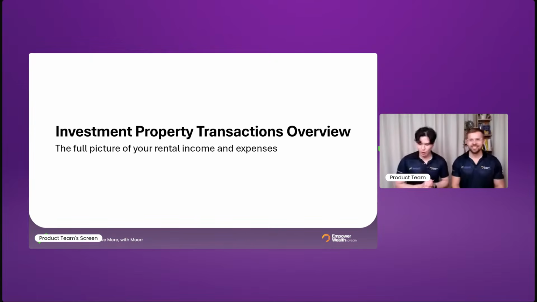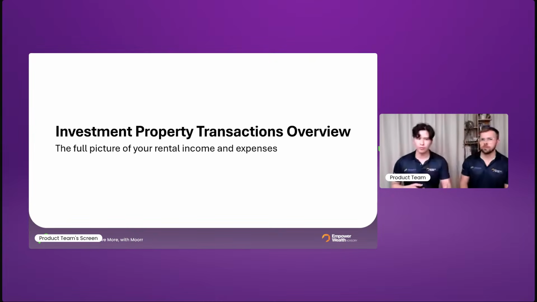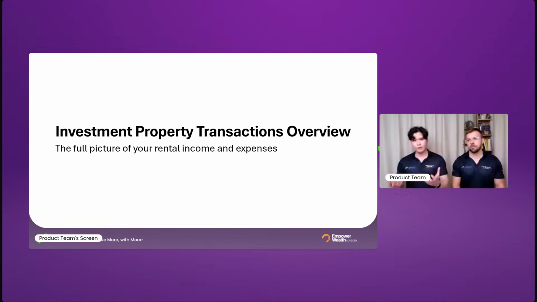All right. So first of all, we've got two features here that we want to talk about. The very first one, as you can see on the screen, is investment property transactions. I'll give you a little bit of an overview of what this is and why we've done it. Then I'll hand over to Connor to talk about the property tax report. And then we'll round it out by understanding the full story around where this is all going with Moorr. What does it all mean for you as investment property owners, and as a user of the Moorr platform?